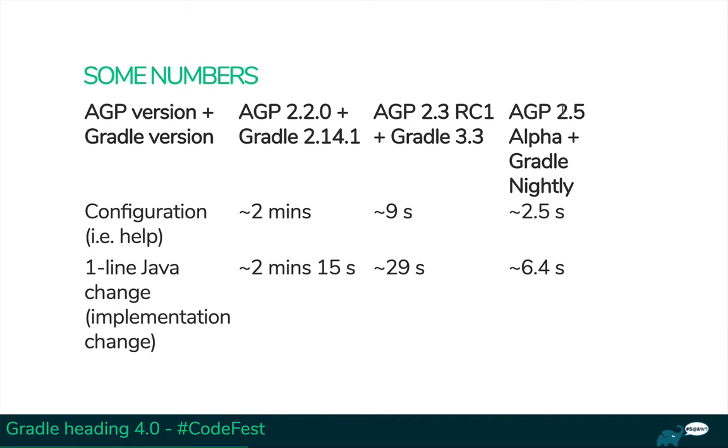But there's a preview out there of the Android Gradle plugin 2.5, and if you're an Android developer, I highly recommend to try that out. And the latest Gradle Nightly, which I think when those numbers were captured was Gradle 3.5 branch. So you can see that one change in a Java class now takes about 6.4 seconds in our example build compared to 2.5. So I think that's good numbers, and there's still more to come.